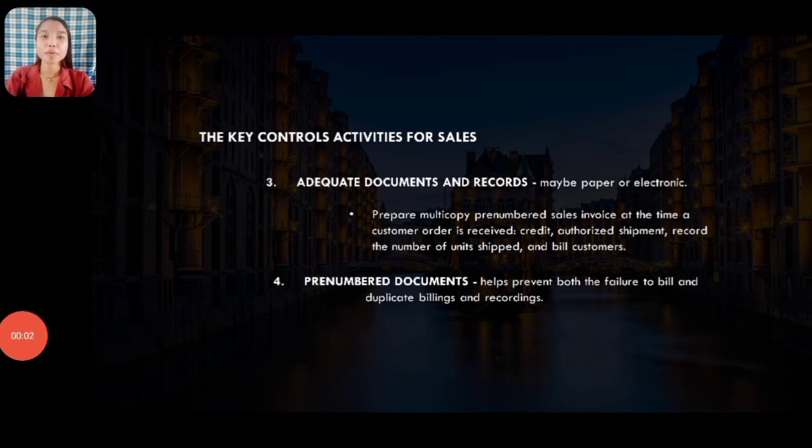The fourth: pre-numbered documents help prevent both the failure to bill and duplicate billings and recordings. So you cannot issue more than one sales invoice if there is only one pre-numbered document for that particular transaction.